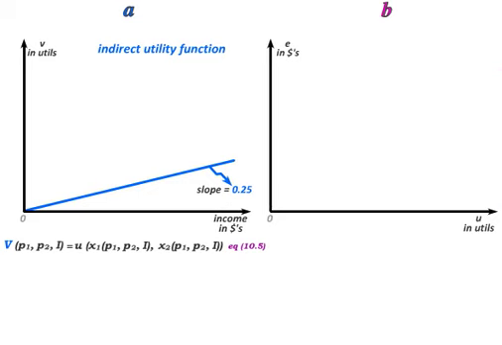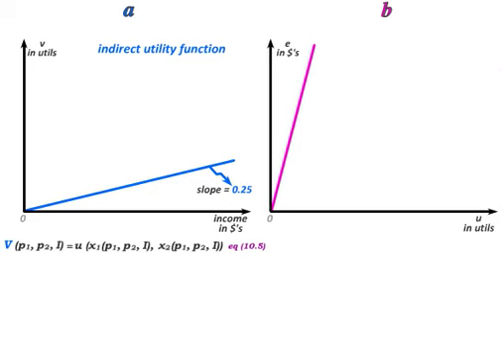What we're graphing here is a slice of the indirect utility function that holds the prices fixed and simply varies income. So suppose it is in fact true that any dollar in income results in an increase in utility of 0.25, as indicated in panel A by the slice of the indirect utility function that we've graphed. It must then be the case that if we want to give you enough money to increase your utility by 1 util, you'll need $4.